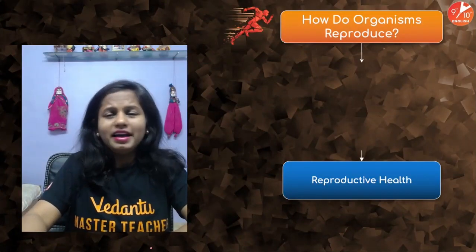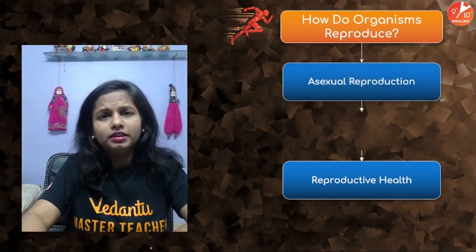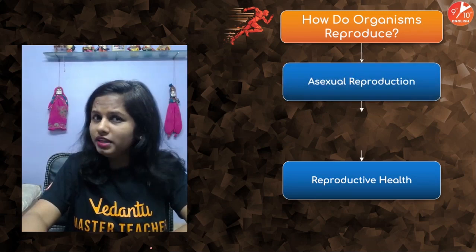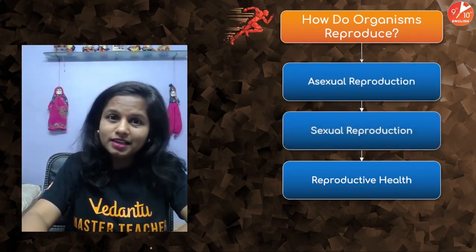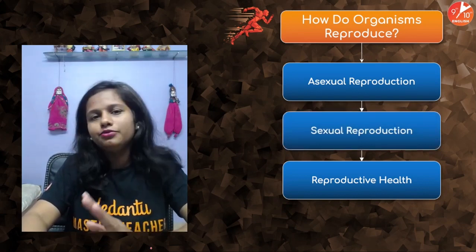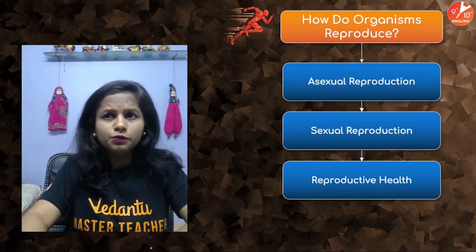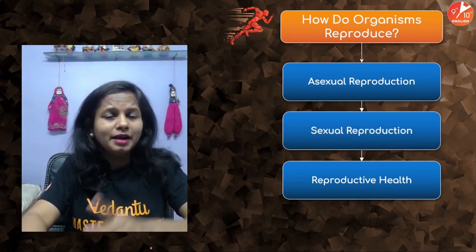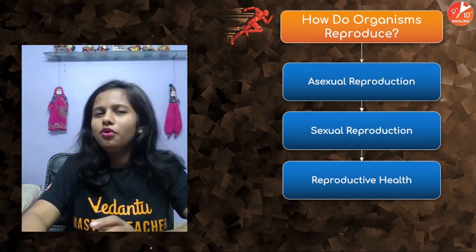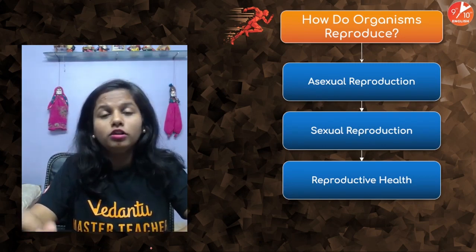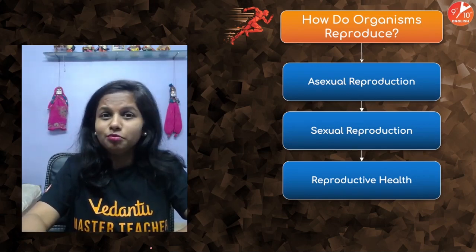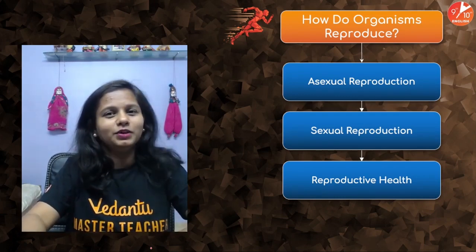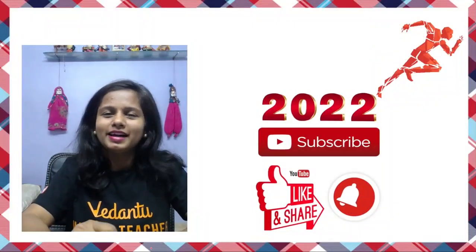As we already discussed, this chapter deals with asexual reproduction in uni and multicellular organisms, sexual reproduction in flowering plants as well as in human beings, and then comes reproductive health, which deals with puberty, contraceptives and population control. All the topics from this particular chapter are super important and we can't afford to miss even a single one. So without wasting any further time, let's quickly get started.